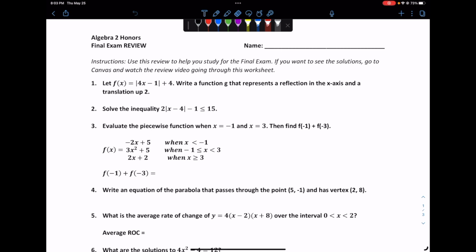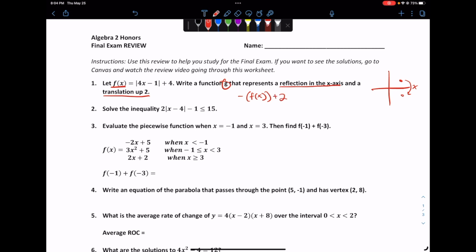So question number 1, f of x is this absolute value equation. We want a function g that represents a reflection in the x-axis and a translation up 2. So remember, if we're reflecting in the x-axis, if we have a point up here, it's reflecting down here, then the x does not change, just the y value, so we're multiplying the whole function by negative. So we're going to take basically negative times f of x, and then we're going to translate it up 2.